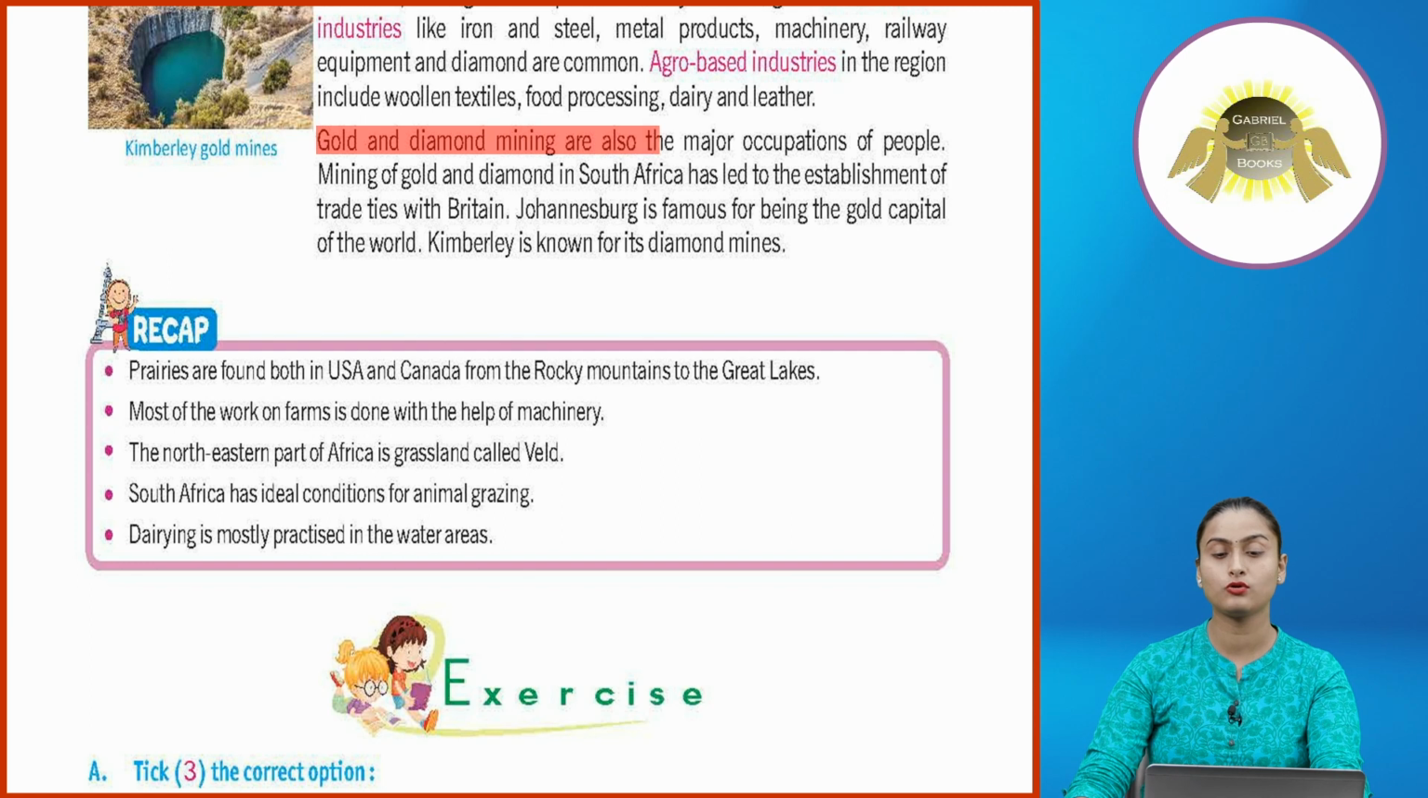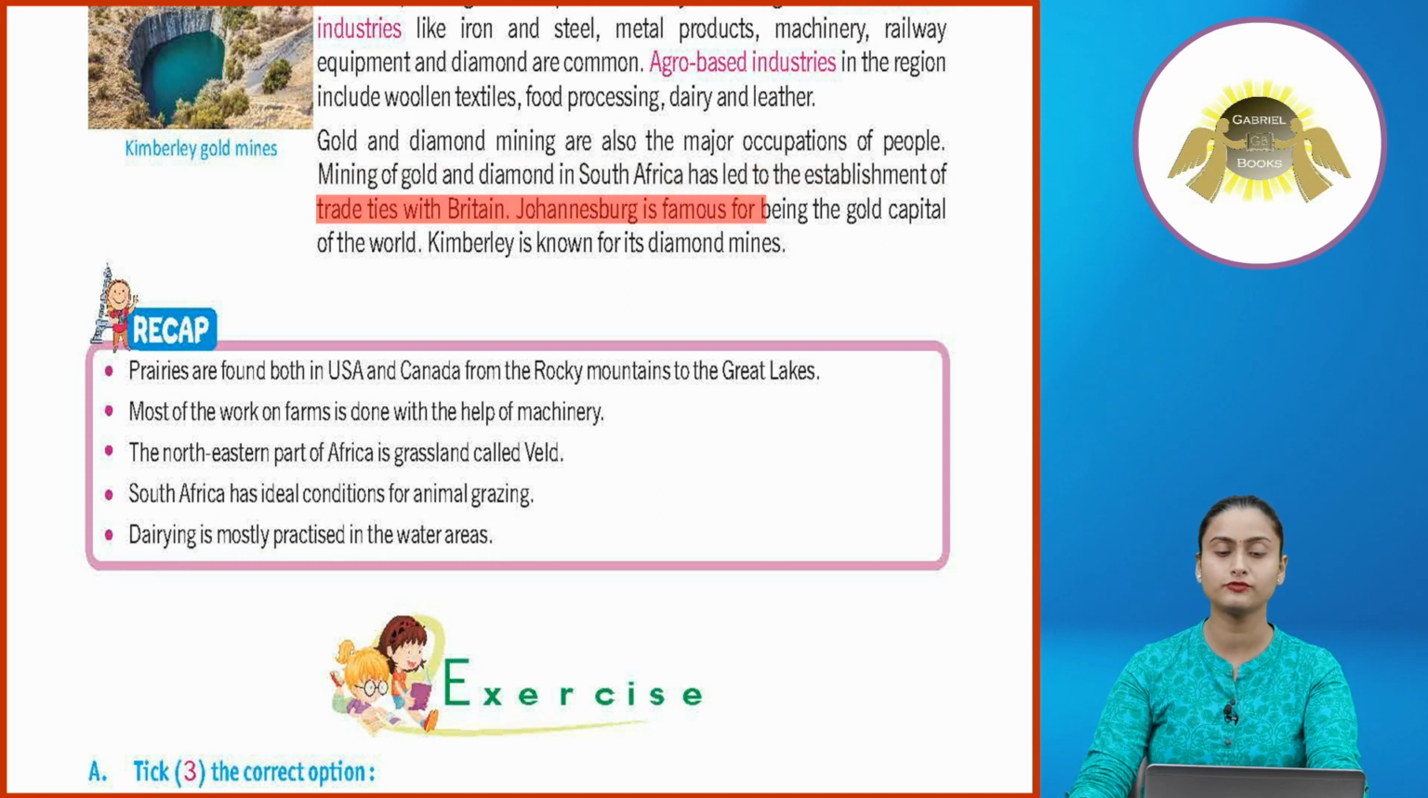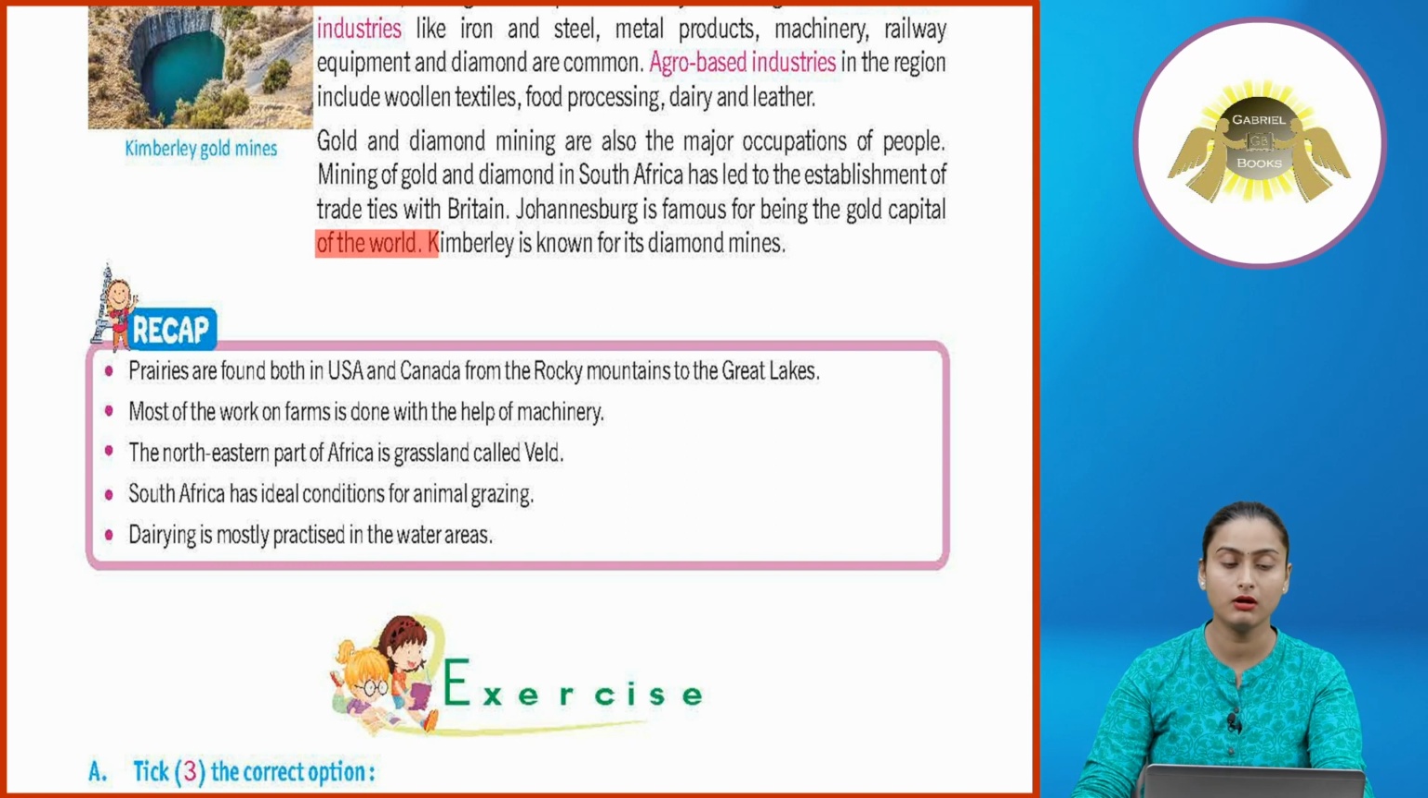Gold and diamond mining are also the major occupations of people. Mining of gold and diamond in South Africa has led to the establishment of trade ties with Britain. Johannesburg is famous for being the gold capital of the world. Kimberley is known for its diamond mines.